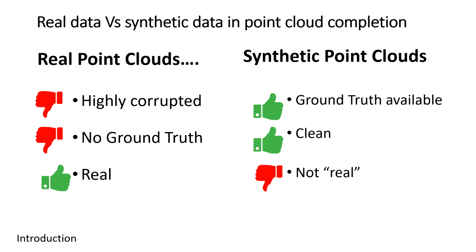Now, keeping that in mind, we have these pros and cons. Although they are highly corrupted and there is no ground truth, real point clouds are real. If we don't make progress with real point clouds, we can't deploy completion algorithms to real world applications. On the other hand, synthetic point clouds are clean and have ground truths, but their data distribution does not match the distribution of the real point clouds. So where's the middle ground?